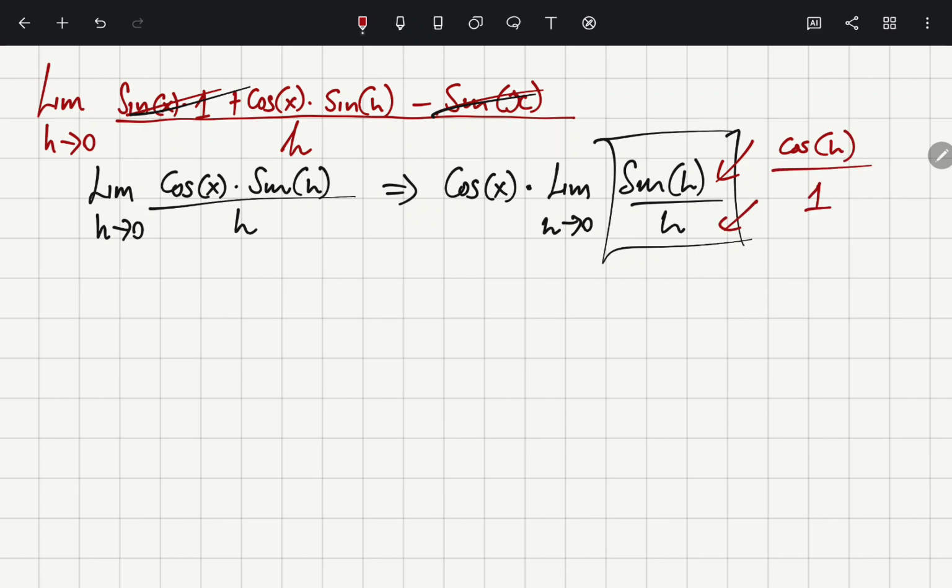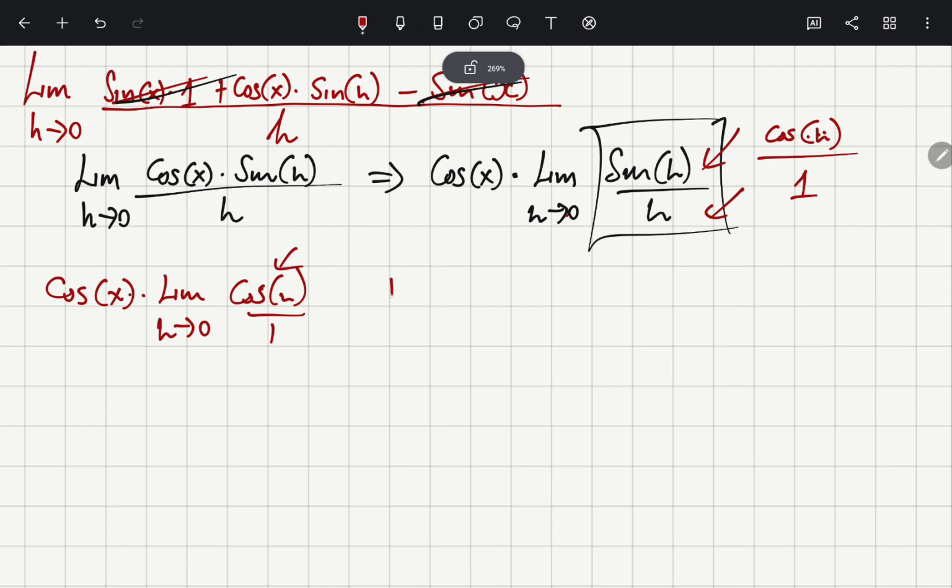So then we substitute our 0 there. We get cos x times the limit as h approaches 0 of cos h over 1. So that becomes 1 over 1, which is 1. So 1 times cos x is equal to cos x. So that's our derivative.